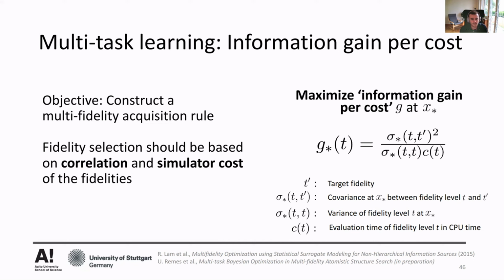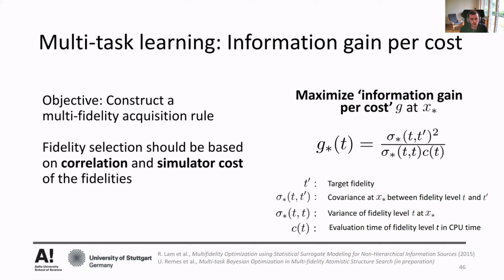So this quantity in the numerator, here we have the covariance between the fidelity level t and our target fidelity level t prime. And this covariance term contains the correlation between fidelities. So this term would be small if the fidelity levels would not be very correlated. In that case, we would favor to sample the target fidelity level itself, since the support fidelity is not very correlated with the target fidelity level. But of course, this term would always be the largest if we would sample the target fidelity level itself.